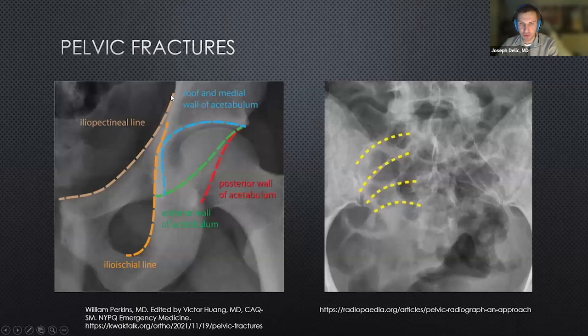So we want to remember for every pelvic radiograph, the line coming down here is our iliopectineal line. We have our ilioischial line extending down along that obturator ring, and the inferior pubic ramus. And then you can also see your acetabulum walls. But what I want to draw your attention to are these arcs in the sacrum. These are the arcuate lines of the sacral neural foramen roofs. And they're very important to look at on all pelvic radiographs because you can catch these subtle fractures.